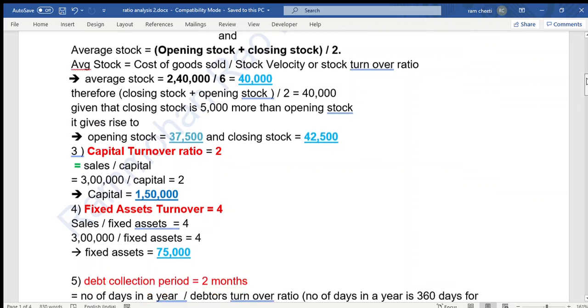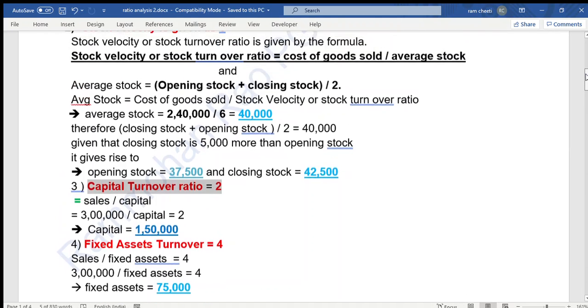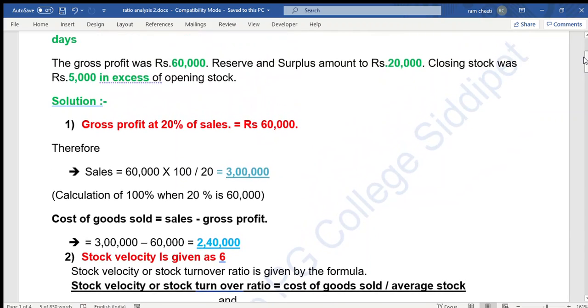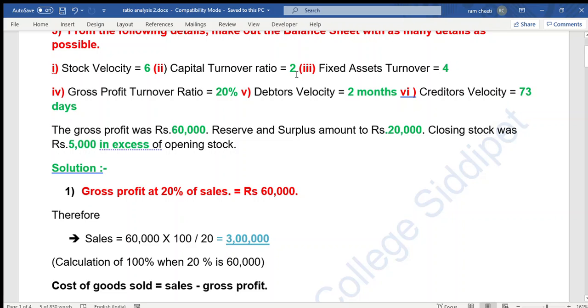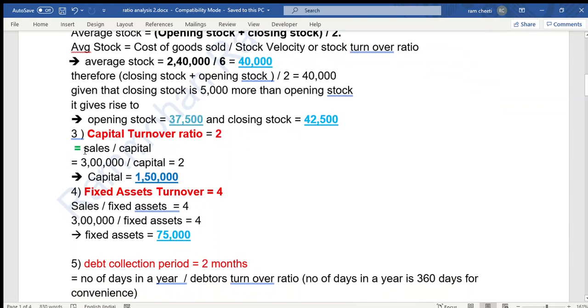And next calculation, capital turnover ratio. It is given as 2. We are supplied with this information of capital turnover ratio. If we see this, I am going to the question part. You see, capital turnover, yeah, here it is. Second thing, capital turnover ratio is 2. It is nothing but sales divided by capital. So sales we know 3 lakhs and capital we have to calculate, and the equation is equal to 2. So simply capital will be 1,50,000.